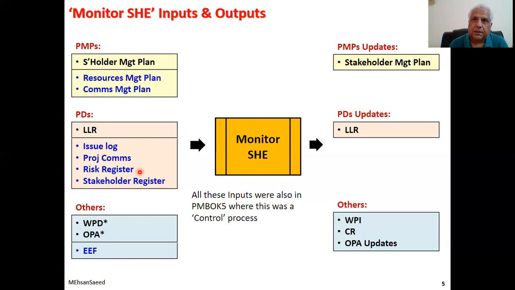Like, what if the contractor drops out? What if the consultant becomes unavailable? Or what if a particular stakeholder starts creating difficulties? So all these scenarios are listed in the risk register, and therefore we need this particular document.